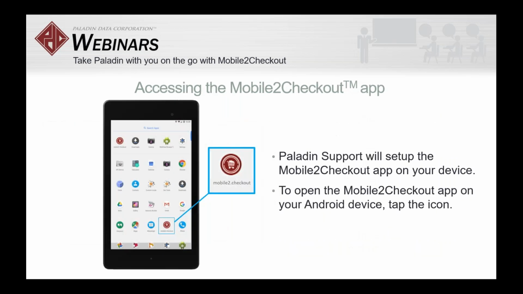All right, so how do you access Mobile2Checkout? It's pretty simple. You just call us. And what we'll do is we'll configure this Mobile2Checkout product to work on your device. If it's an Android and it's up to date, we're able to download and get that app on that device, and then from that moment forward, you'll just have to double click on that icon to access the application. Pretty simple.